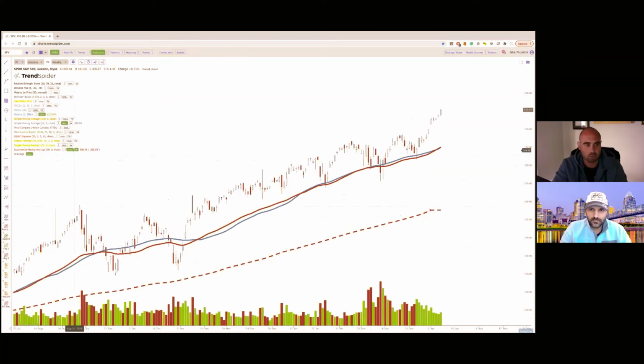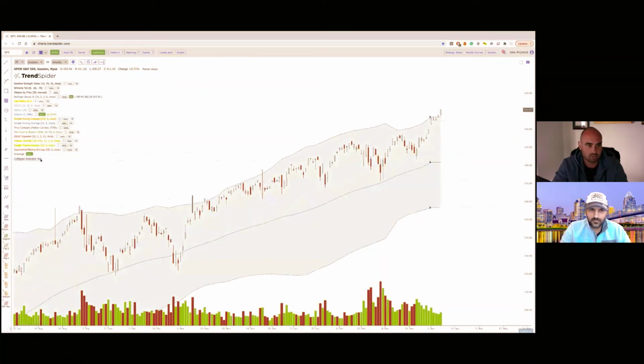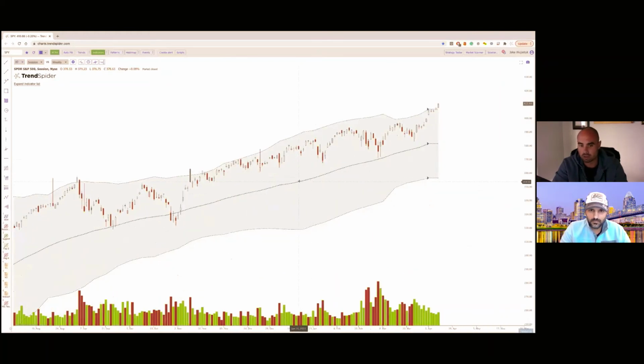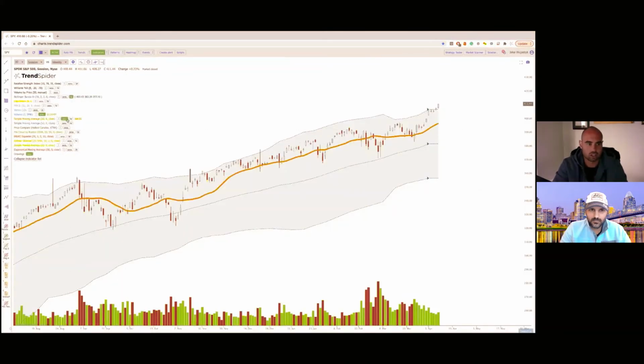I like to use Bollinger Bands. A Bollinger Band is essentially a 20 period SMA. So this is the Bollinger Band, and the middle band is the 20 SMA. If we went and just turned on, let's see, do we have one on here? We can change this to 20. So if we turned on the weekly SMA, you'll see it's the same thing.